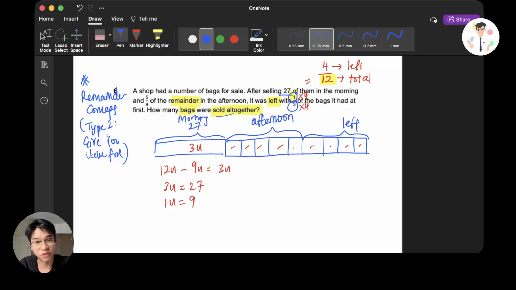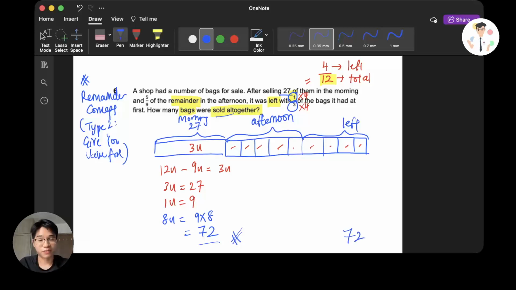So how many units? In the morning, I have 3 units. In the afternoon, I have 5 units. So add together is supposed to be 8 units. So 8 units is supposed to be 9 times 8, which is 72. And that's it. You are done.